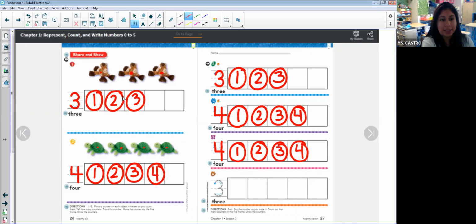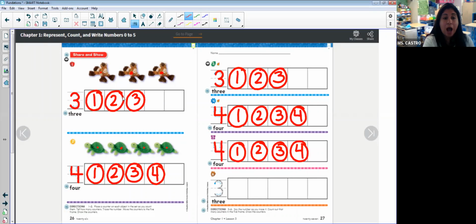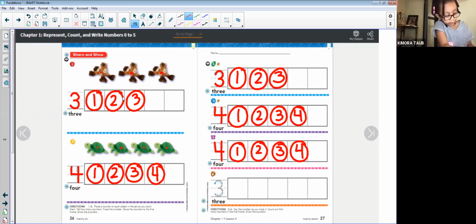And last but not least, we have the number 6 with the brown acorn. Kimora, I think I saw your hand up. Do you want to share with us what number that is, Kimora? Go ahead. 3. 3 is correct. Now, Kimora, if they gave us the number 3, how many circles do we draw in the 5 frame? 3. Very good, sweetie. Excellent job, Kimora.